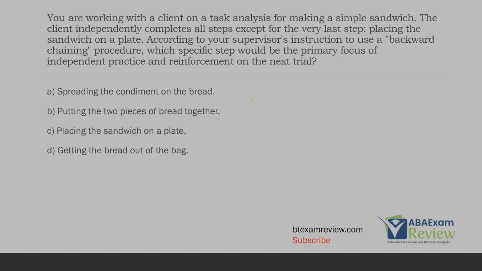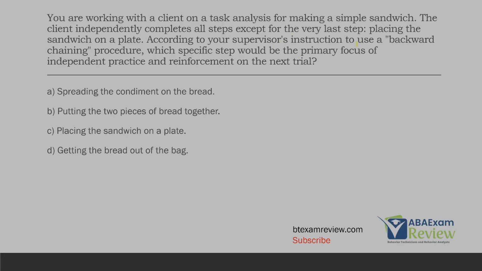You're working with the client on task analysis for making a simple sandwich. The client independently completes all steps except for the very last step, placing the sandwich on a plate. According to your supervisor's instruction to use a backward chaining procedure, which specific step will be the primary focus of independent practice and reinforcement on the next trial? Very easy question. Don't overthink it, right? We've got to read carefully and attack.